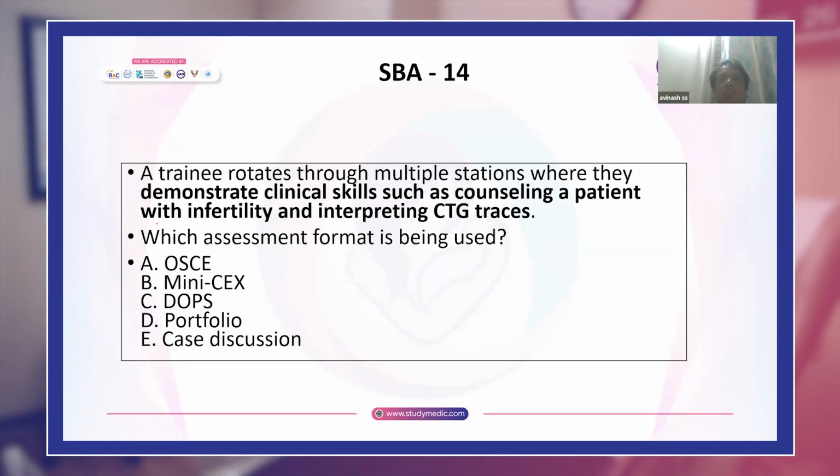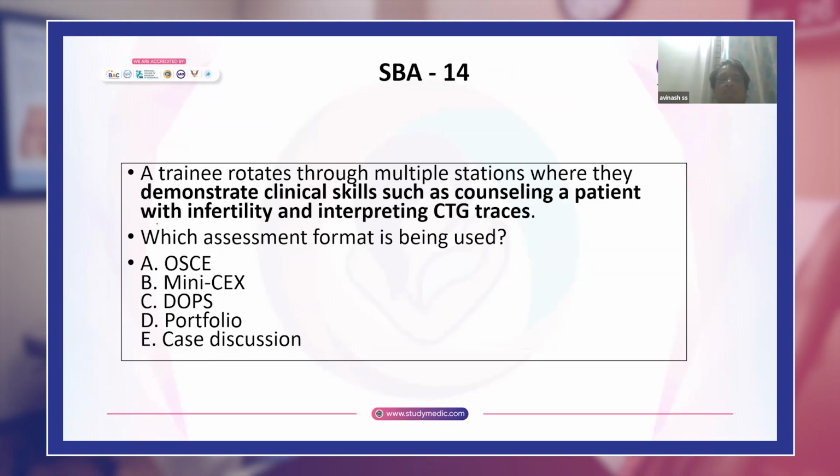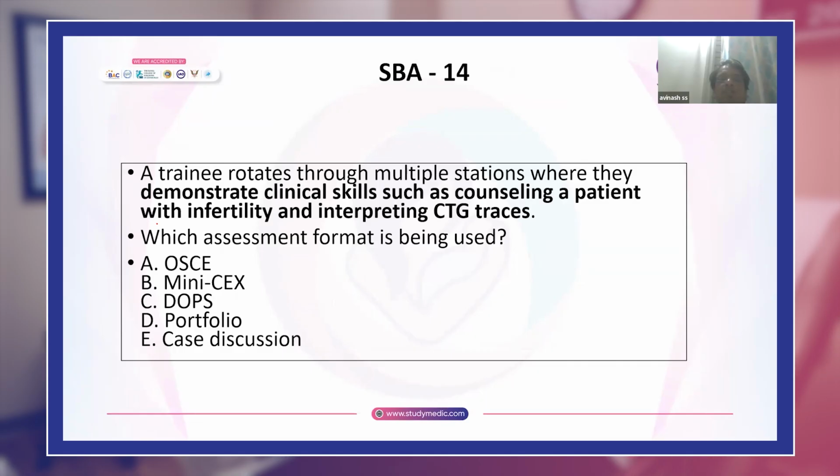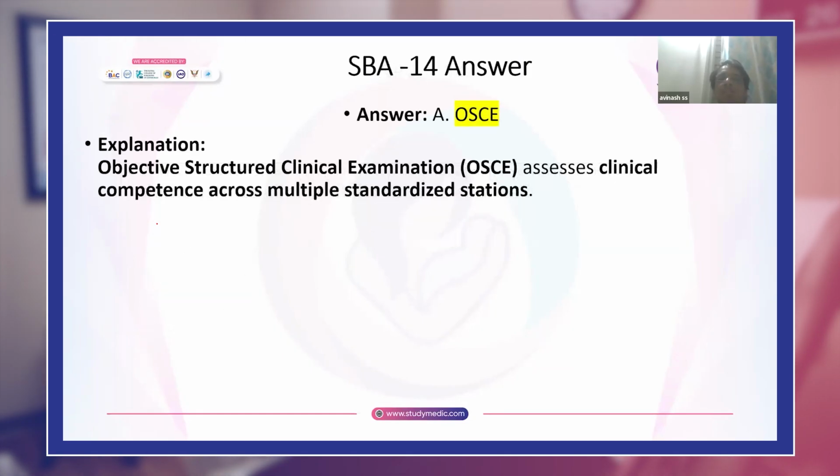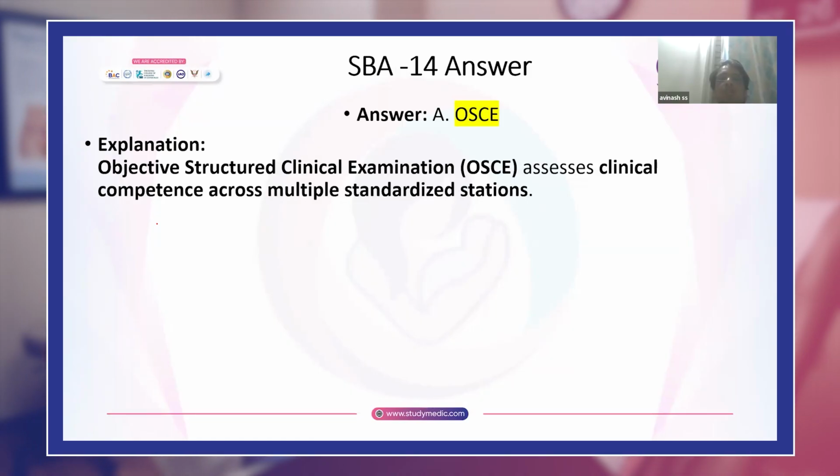A trainee rotates through multiple stations where they demonstrate clinical skills such as counseling a patient with infertility and interpreting CTG traces. Which assessment format is being used? Of course, there are criteria-based checklists in this, and it is very standard and very objective, though not very authentic. It is not a workplace-based assessment. This is the OSCE, objectively structured clinical examination, which are the stations which you will undergo during your examinations.